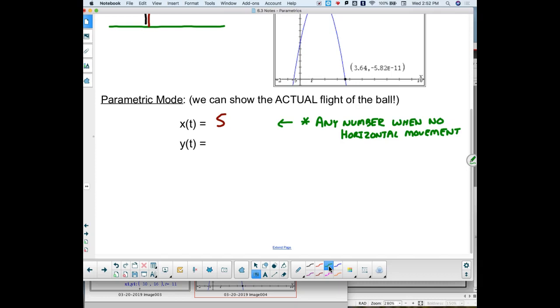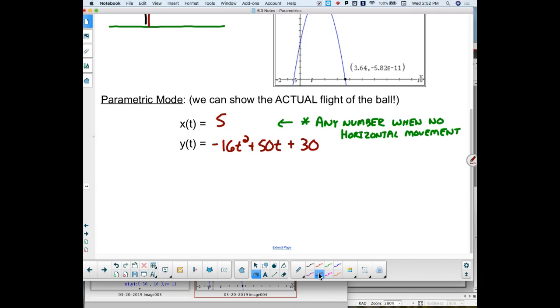Because there's no horizontal movement, you can set it to be anything. I would not choose 0 though, because then it's going to be right on your axes and it's going to be hard to see. But it can be any number that you want. My y of t is going to be negative 16t squared. In this case, I had an initial velocity of 50, and an initial height of 30. That's my function.